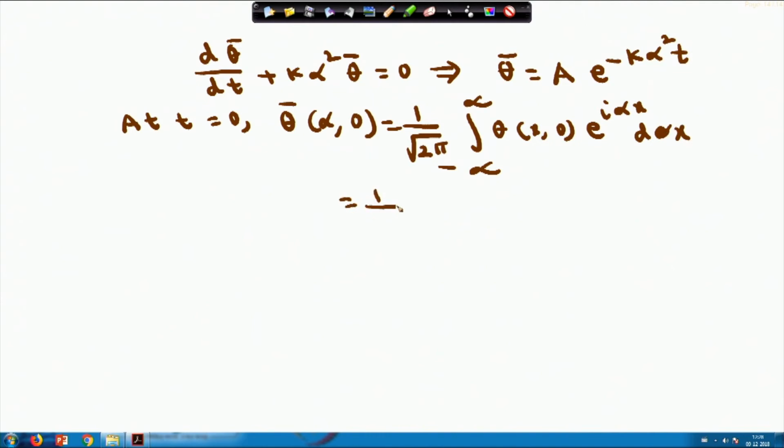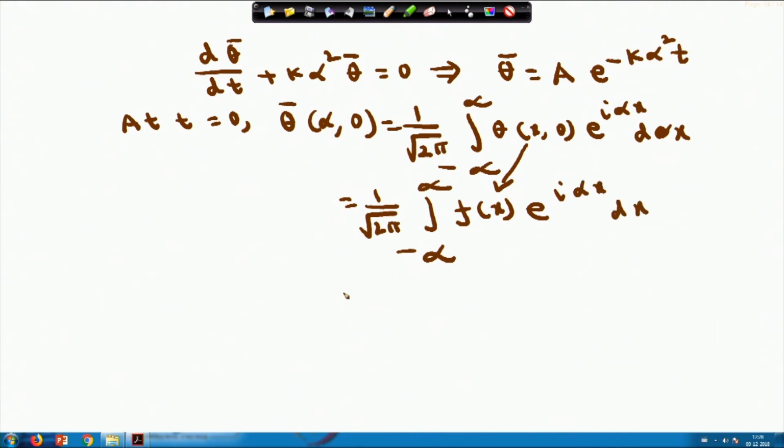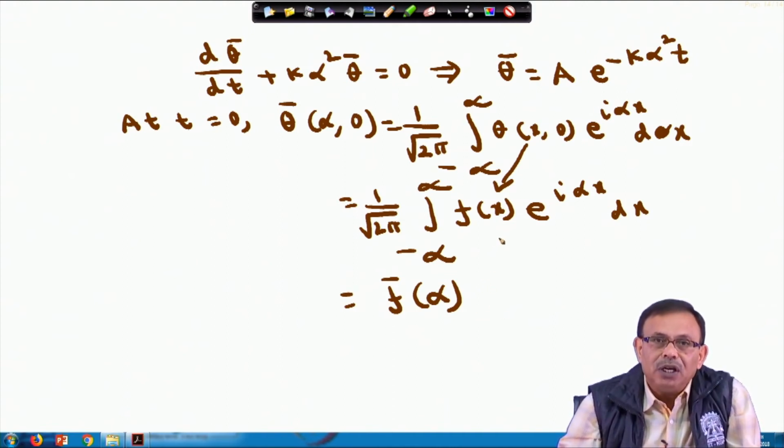So, this equals 1 by root 2 pi, integral from minus infinity to infinity, theta x 0, which has been given as f x. So, f x into e power i alpha x dx. And if you see this, we can tell it is f bar alpha, where f bar alpha is nothing but the Fourier transform of the function f x. So, ultimately you are getting theta bar alpha 0 equals f bar alpha, where f bar alpha is the Fourier transform of f x.